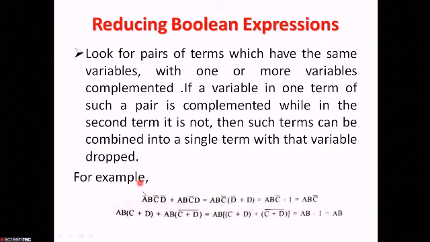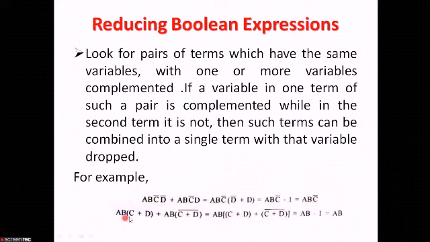Now see in the example, you can understand: a dot b dot c bar dot d bar plus a b c bar d is equal to, from these two we are taking a b c bar as common. So a b c bar, it will be d bar plus d. Now d bar plus d is equal to 1. So we can write it like this, a b c bar dot 1. So it will be equal to a b c bar.